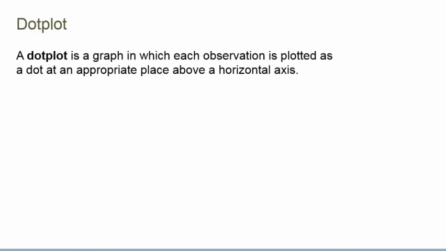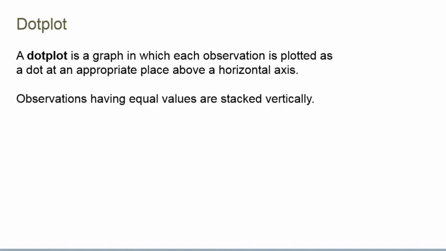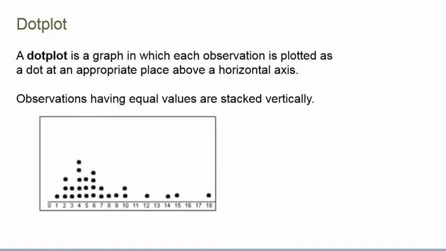Dot plot. A dot plot is a graph in which each observation is plotted as a dot at an appropriate place above the horizontal axis. Observations having equal values are stacked vertically. Here's an example of a dot plot. We have a number line from 0 to 18, increment of 1, which means it was 1, 2, 3, and so on. Then we have our dots for our data above each number. The nice thing about a dot plot is I can easily find my highest and lowest frequency, but still see the individual pieces of the data.